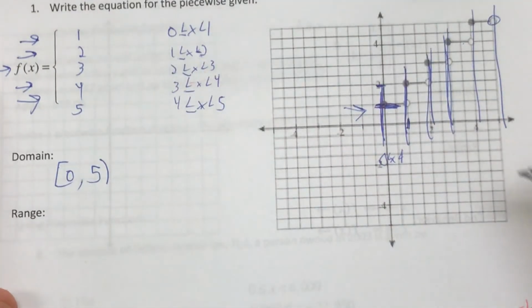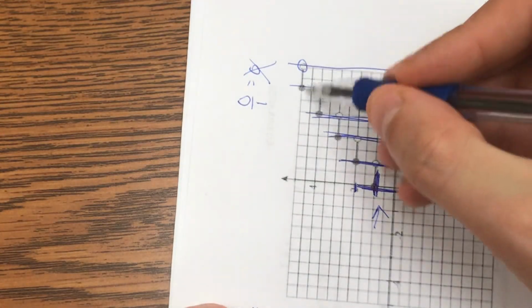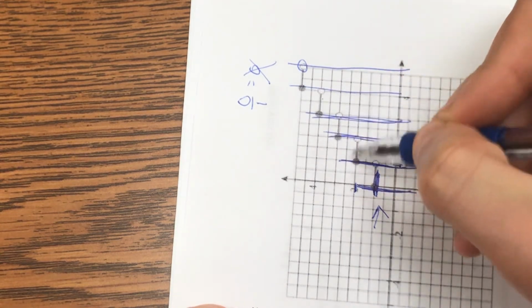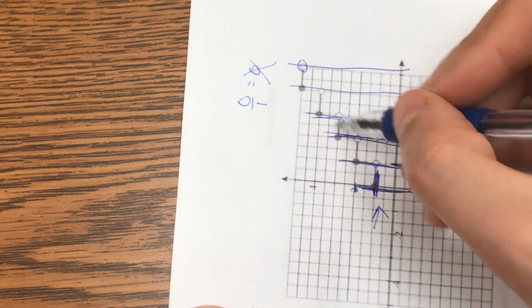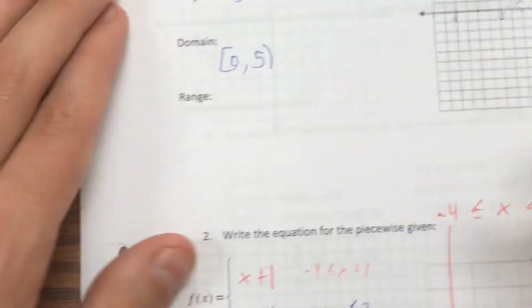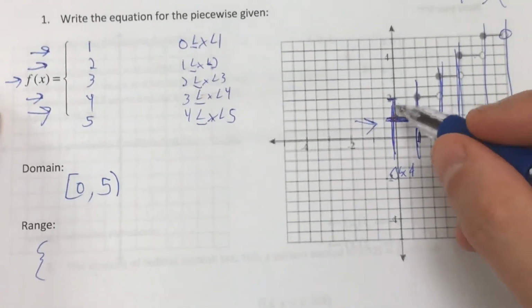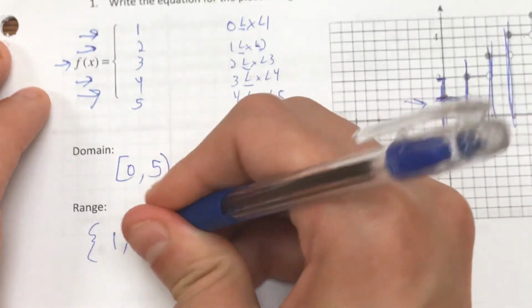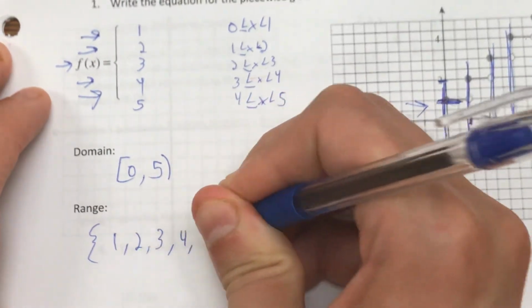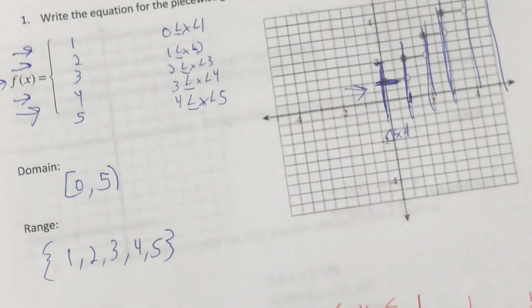Range is more interesting. You can't do this in interval notation because if you turn this sideways, there's nothing between here. There's nothing between there. There's nothing between any of those. So you can't do an interval because it's not everything in between. Instead, you have to do set notation. And the easiest way to do that is just do braces and list the numbers 1, 2, 3, 4, 5. Like so. And that would be the range.